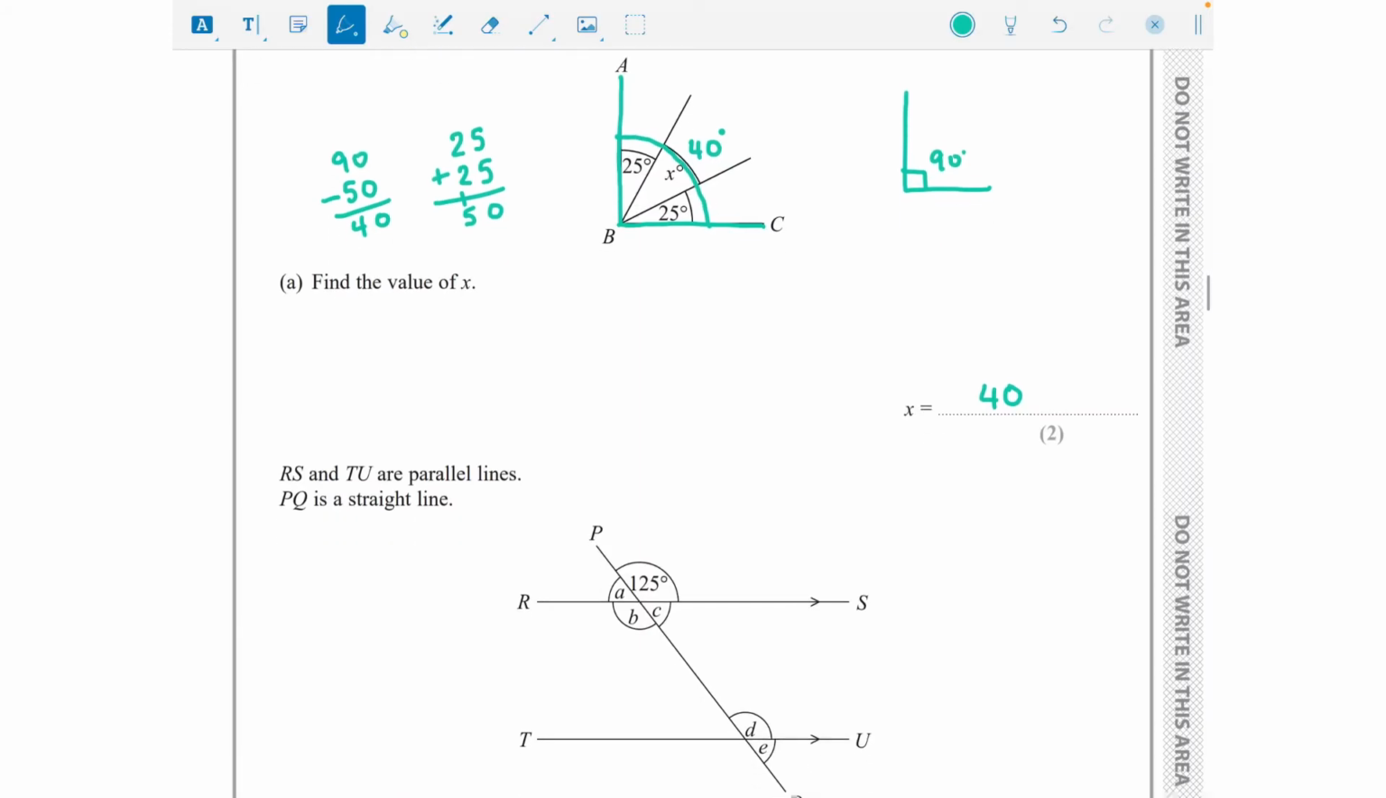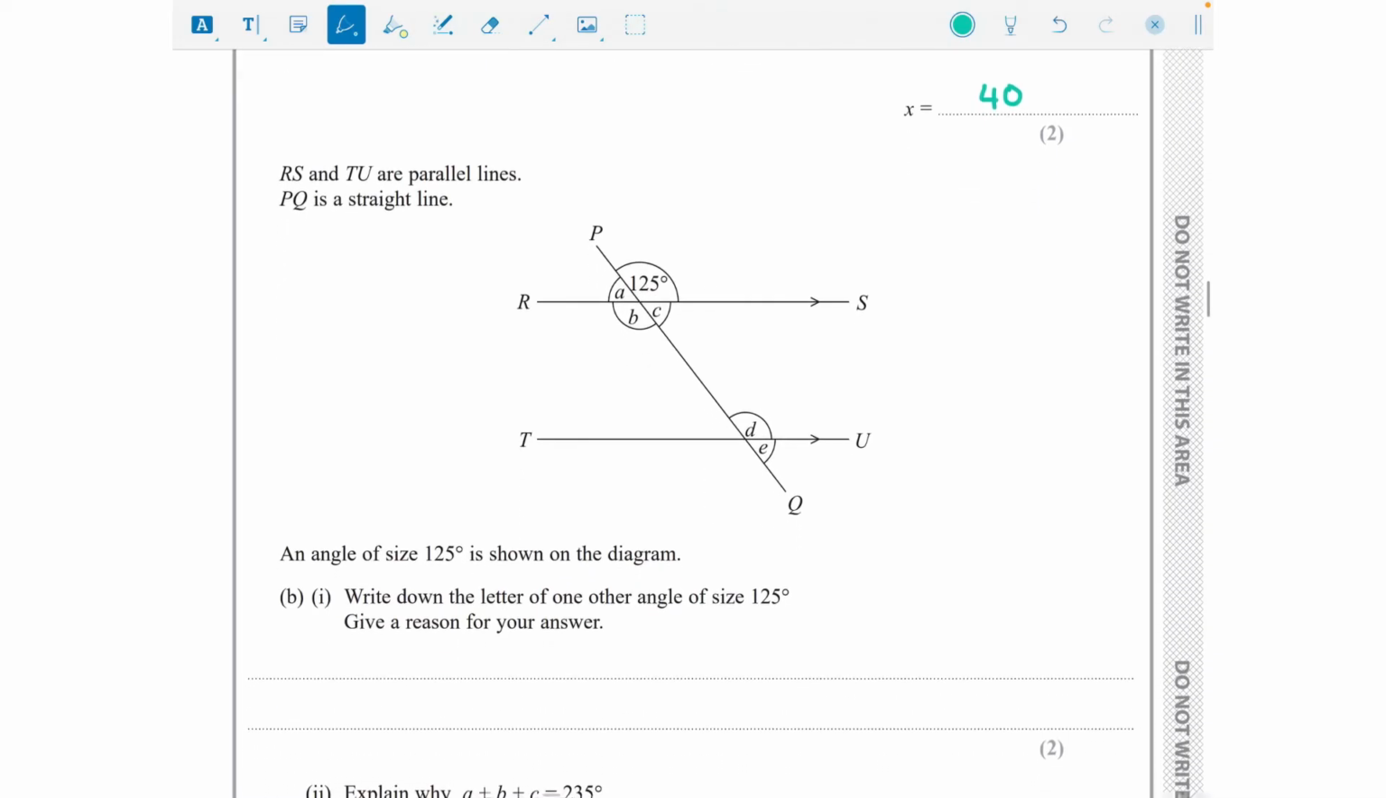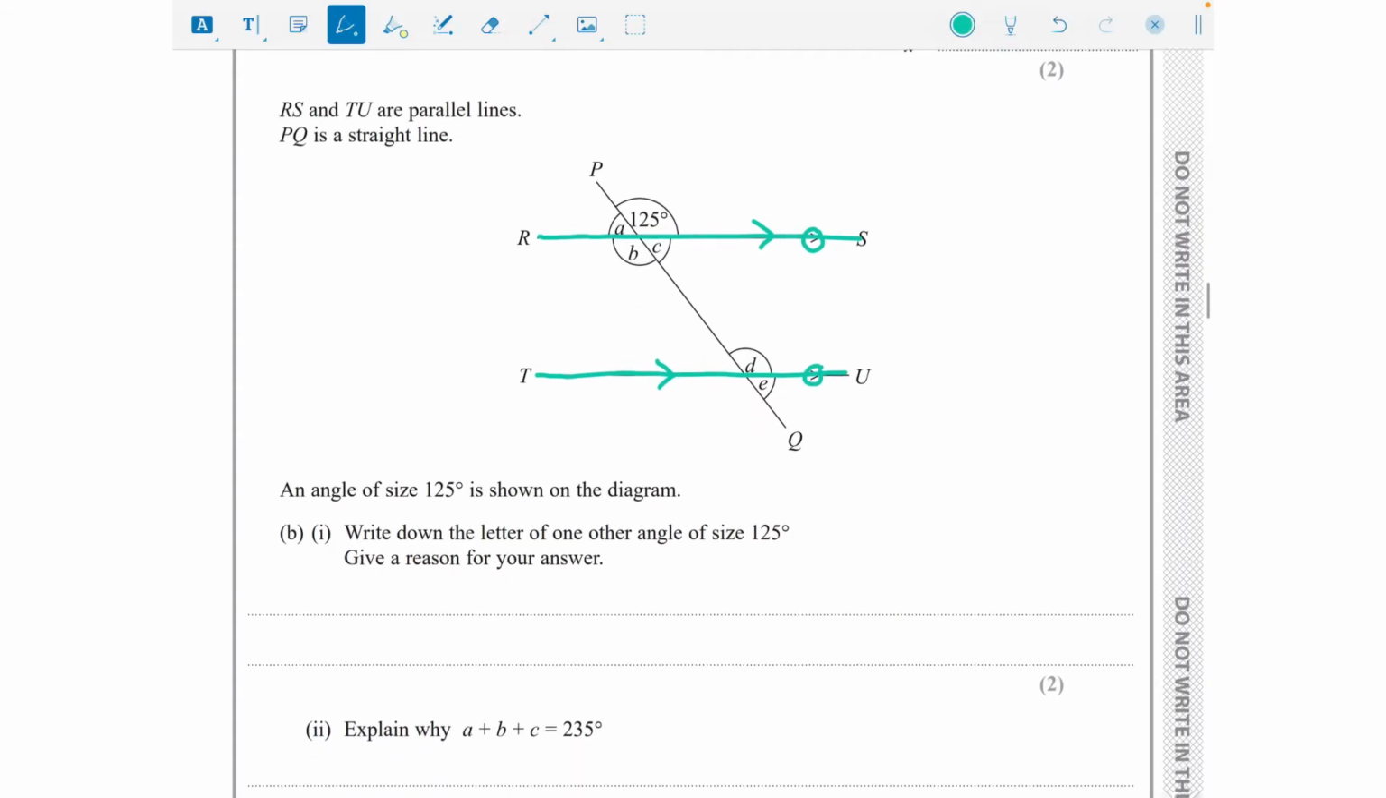Cool. RS and TU are parallel lines. PQ is a straight line. So RS, that's this one, and TU, that's this one, are parallel lines. And parallel lines are shown with those arrows. You can see them there and there. And then PQ is a straight line going the other way. You can see that going across. An angle of size 125 is shown on the diagram. Write down the letter of one other angle of size 125.